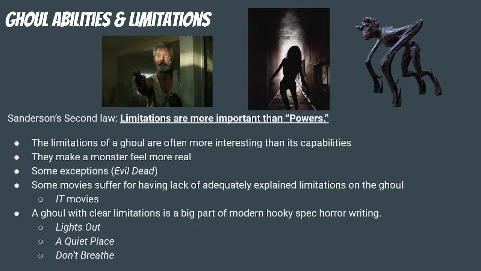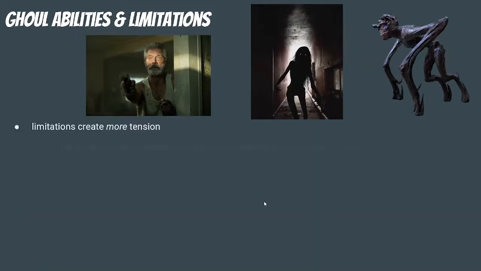A ghoul with clear limitations is a very big part of modern high-concept horror writing. So think in terms of things like A Quiet Place, right? When can the monster show up? When it's nearby and you make a noise, or I guess you draw it to you by making a noise. Don't Breathe again has that similar thing. It's a blind guy, a blind monster. Kind of, you have to use your wits against them. You have to be tricky and not make any sound.